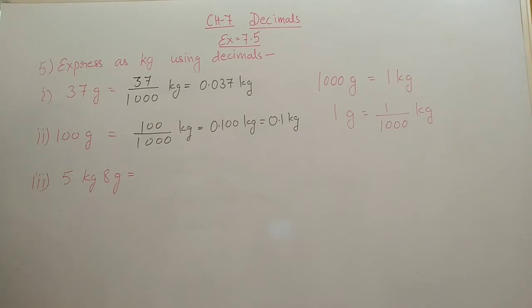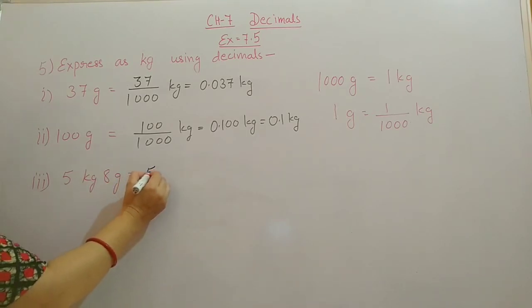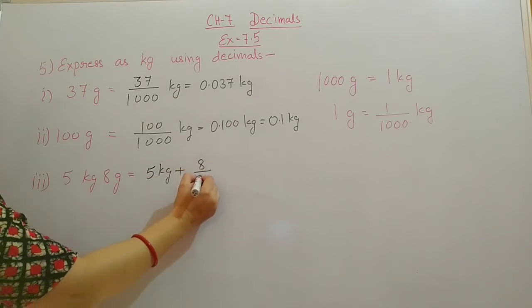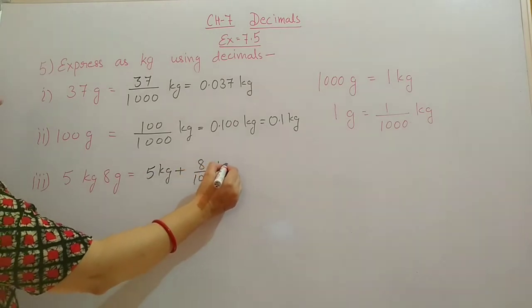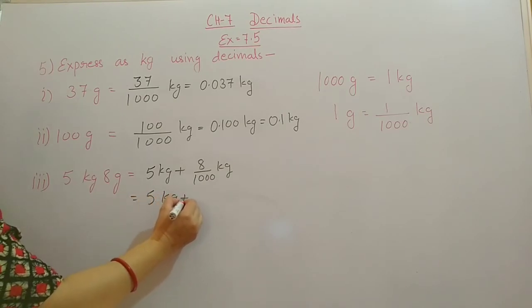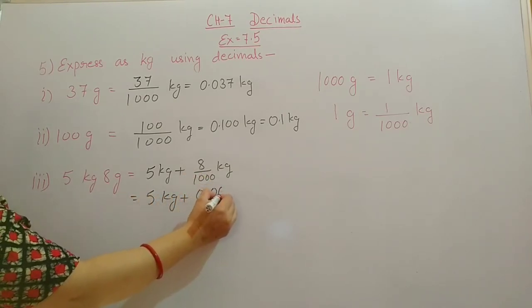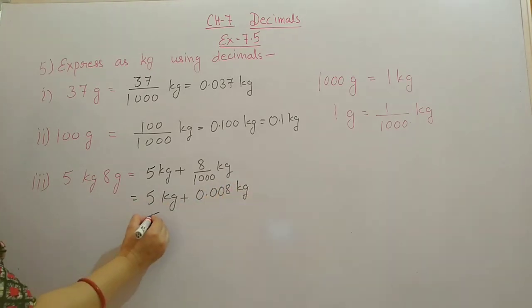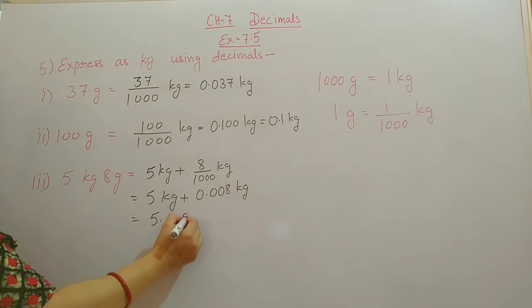Next, 5 kg 8 gram. So 5 kg we will keep as it is, and 8 gram we will change into kg after dividing by 1000. So it will become 0.008 kg. Together we will add these two: 5.008 kg.